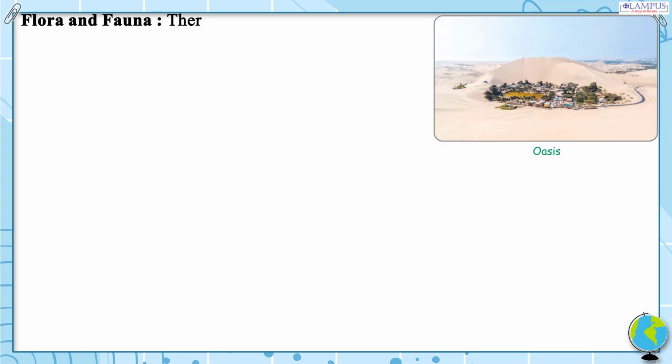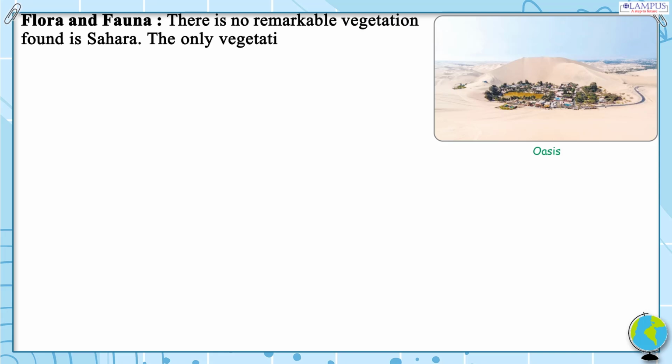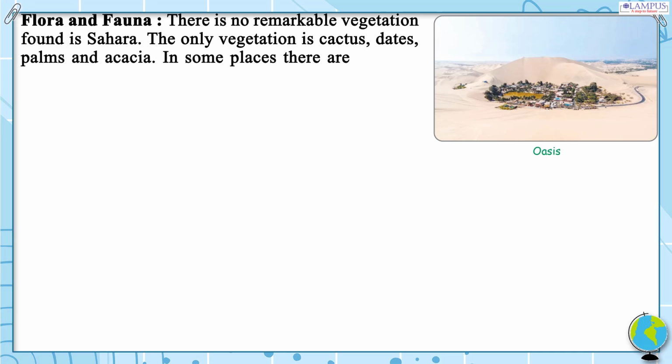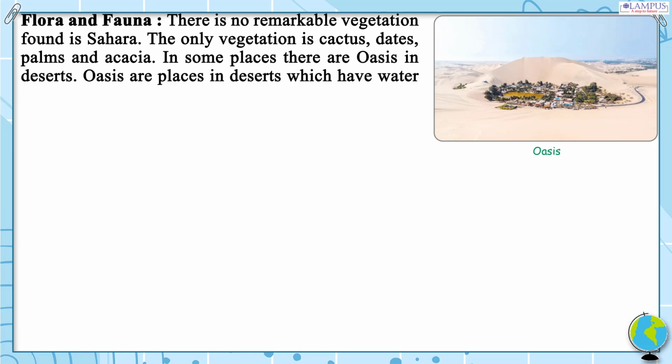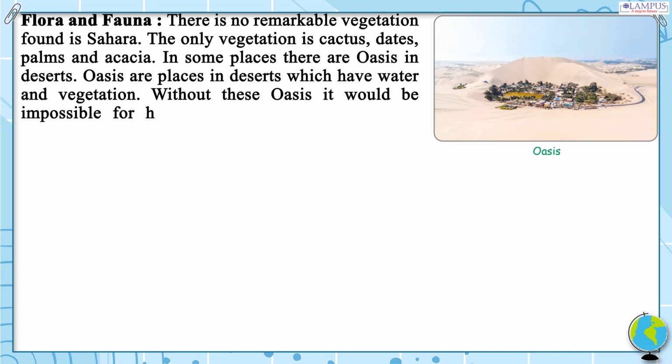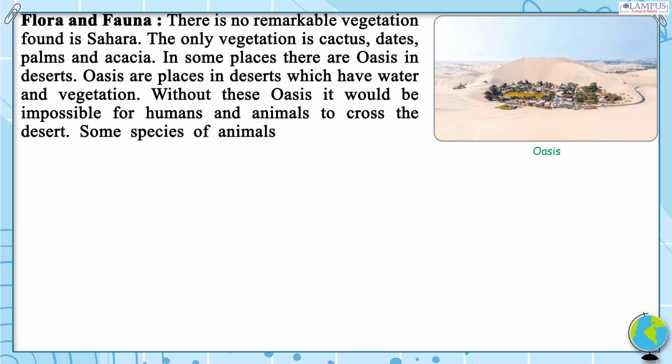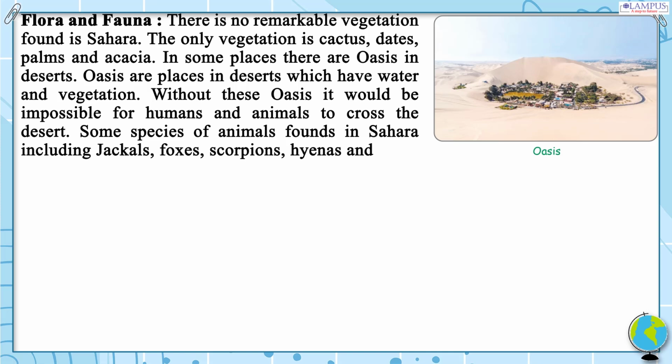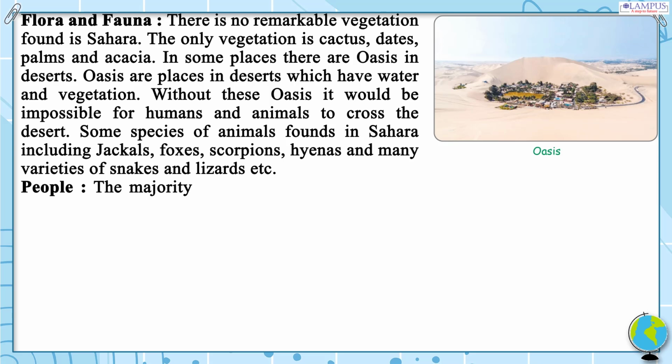Flora and fauna. There is no remarkable vegetation found in the Sahara. The only vegetation is cactus, dates, palms and acacia. In some places there are oases in deserts. Oases are places in deserts which have water and vegetation. Without these oases, it would be impossible for humans and animals to cross the desert. Some species of animals found in the Sahara include jackals, foxes, scorpions, hyenas and many varieties of snakes and lizards.